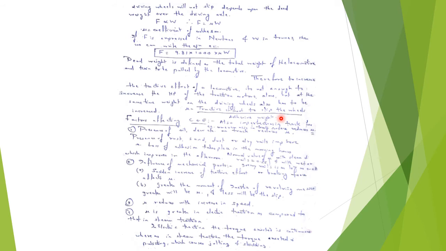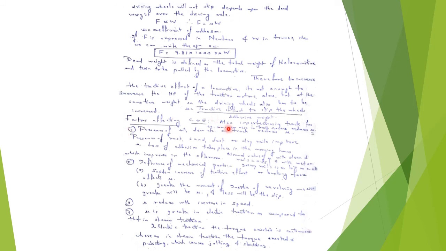What is the adhesive weight? We can define the adhesive weight as the weight that is available at the driving wheels of the locomotive and which is responsible for the frictional grip between the driving wheels of the locomotive and the track rails. So whenever you are considering the coefficient of adhesion, we always consider the adhesive weight. So it's a ratio of tractive effort required just to slip the wheels from the track rails divided by the adhesive weight. Now what are the factors on which this coefficient of adhesion depends?